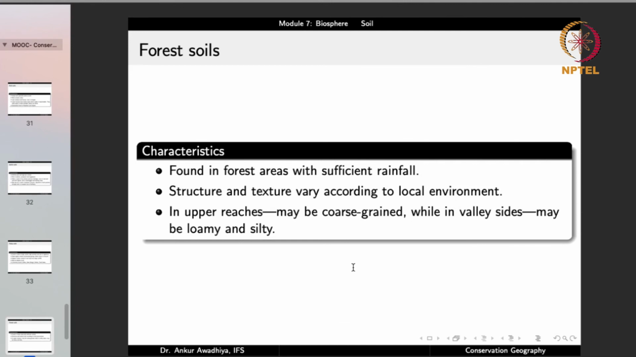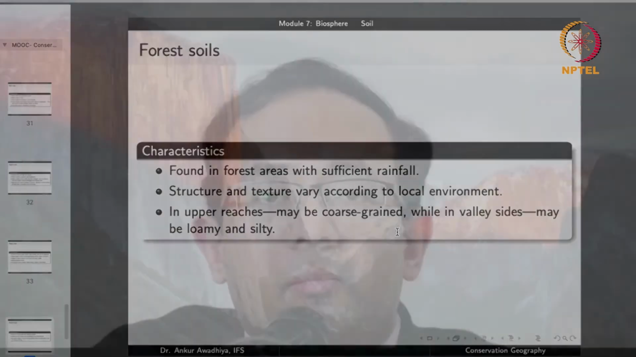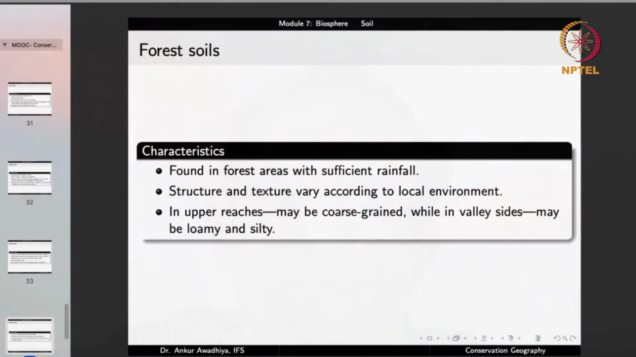Then we have forest soils, found in forest areas with sufficient rainfall. Structure and texture vary a lot because these are forest soils, so you will not find a very consistent structure and texture, which is why they have not been put into agricultural use. They are typically not very fertile. In upper reaches they may be coarse grained, whereas in the valley sides they may be loamy and silty. So basically the composition, the structure, the texture, the fertility, everything is variable in the case of forest soils.